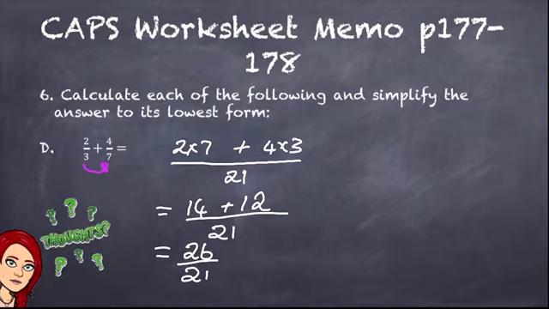And now we're going to simplify. I'm first going to simplify by making it a mixed number. 21 goes into 26 once. 1 times 21 is 21. 26 minus 21 is 5 over 21. Can this be simplified any further? 5 is a prime number. The factors of 21 are 3 and 7, so it stays the same.